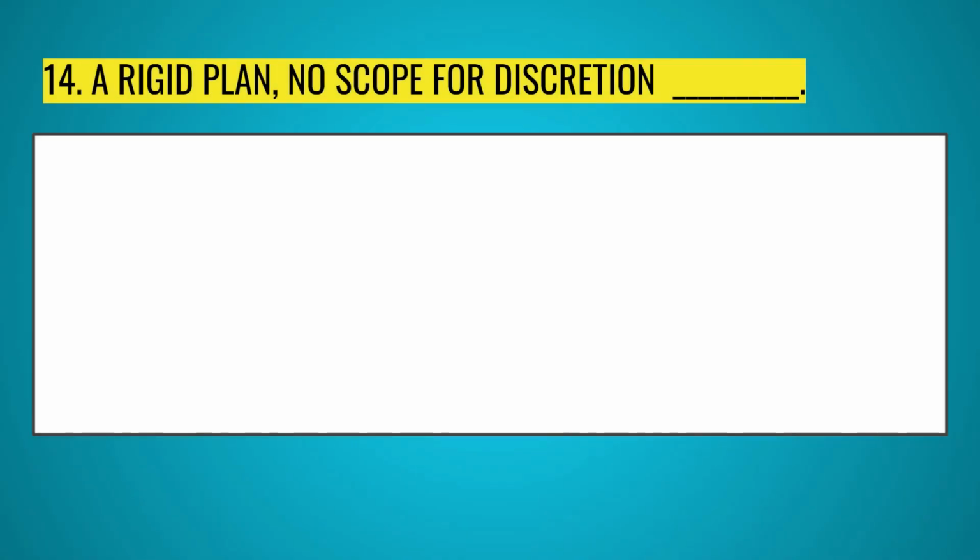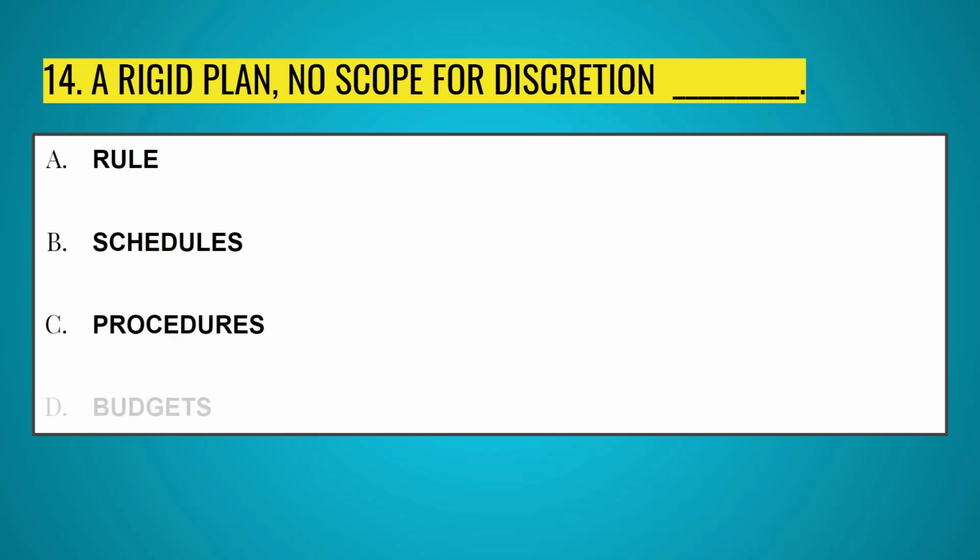14. A rigid plan, no scope for discretion. Option A, rule. Option B, schedules. Option C, procedures. Option D, budgets. The answer is option A, rule.